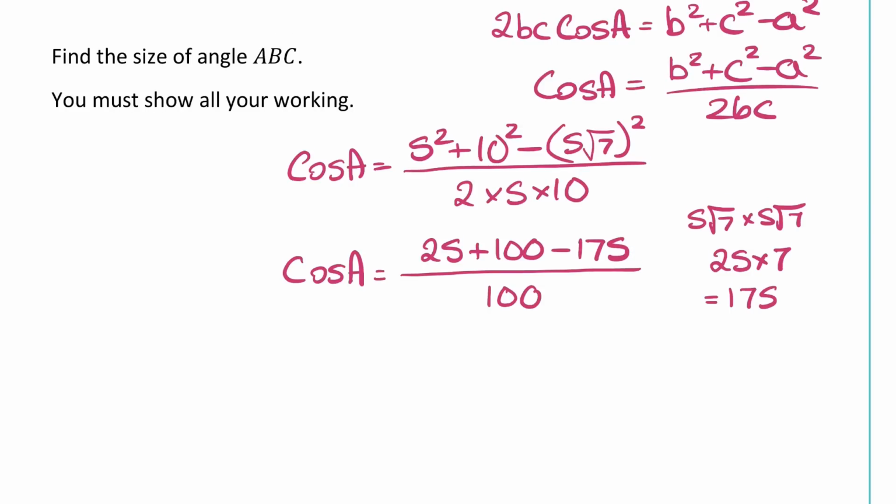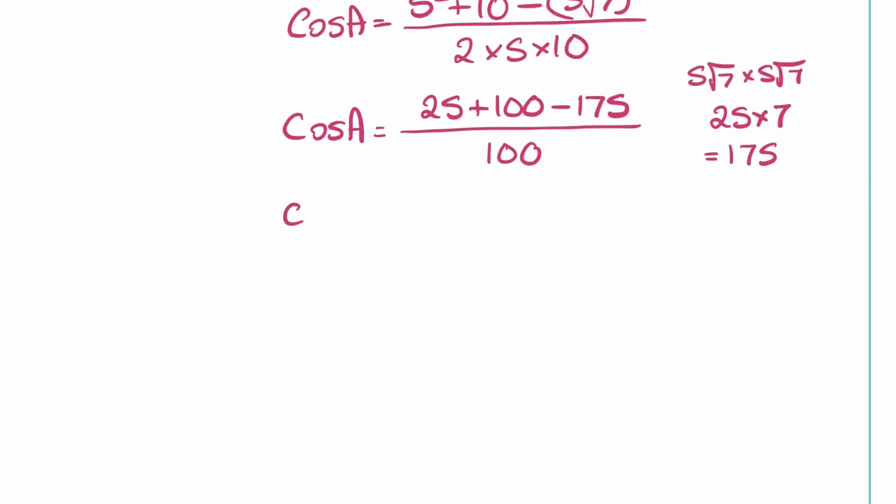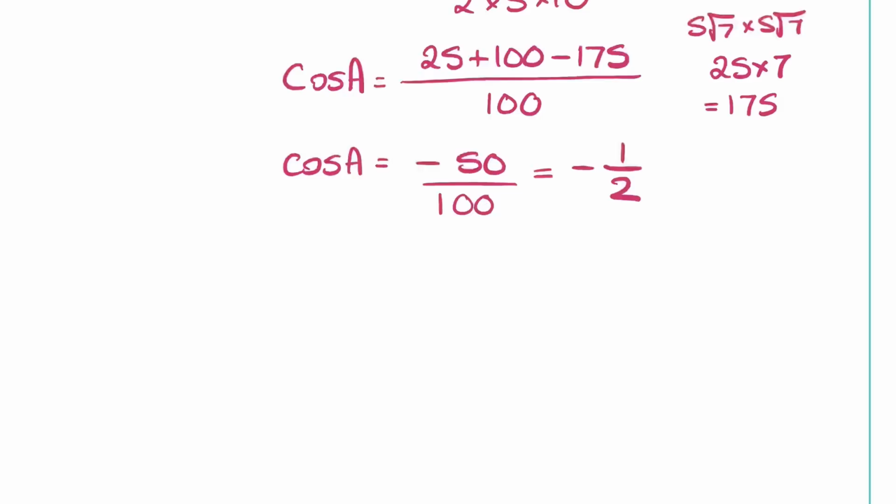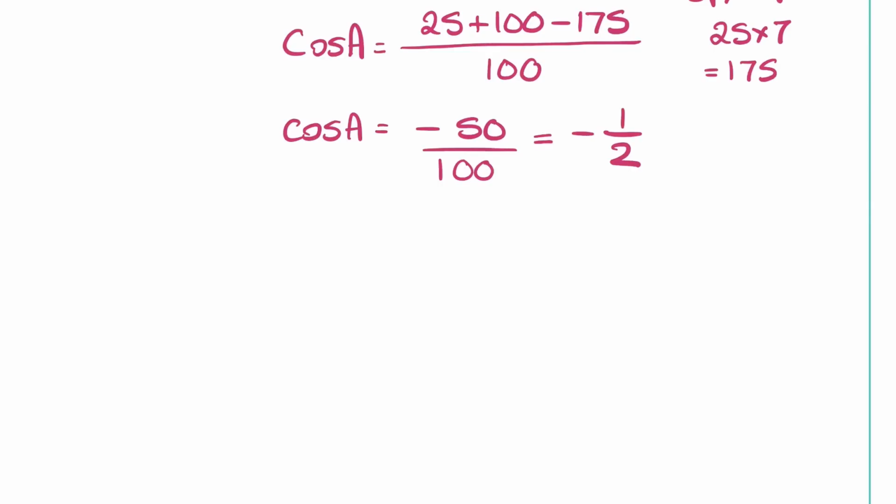That's not very nice at all. Right, let's simplify that down, see what we get again. So cos A equals 125 minus 175 is minus 50 over 100. And we can simplify that. They both divide by 50, so that's minus 1 over 2, minus a half. That would have been much nicer if it was a positive a half, because that would be cos 60. There's a few nice ones to know. You've got cos 60, which is equal to a half.